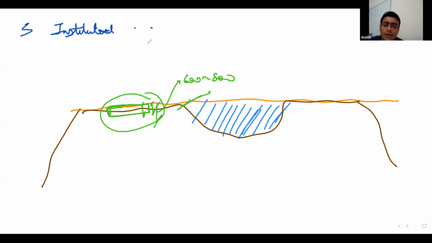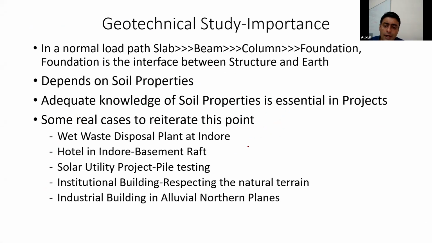So this is not directly related to ground geotechnical investigations, but I just wanted to tell you that as structural engineers, if at all you are going to be involved at planning level, you should always try to tell the master planner to be respectful of the natural terrain. Okay. So these were some cases that I wanted to discuss. I think these cases sufficiently emphasize why geotechnical investigations are important and what problems you would face if proper investigations are not carried out. I hope we are clear with all these cases.